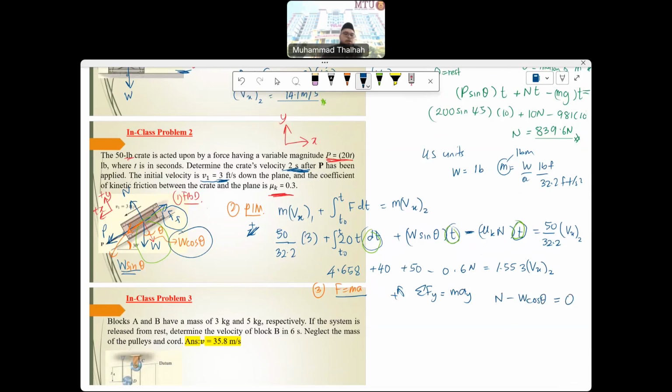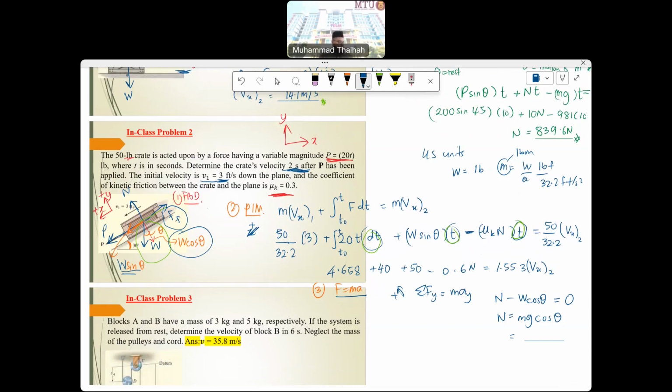Why? You will not have acceleration in the Y direction. This is not a curvilinear motion, where you have acceleration in the normal direction. This is a rectilinear motion. You have a straight inclined plane. So there's definitely not going to be an acceleration component in the Y direction. Right, so your N is going to be mg cosine theta, right? I just simply brought W cosine theta to the right-hand side. So W equals mg, so cosine theta multiplied by that will give you how much? The normal force.